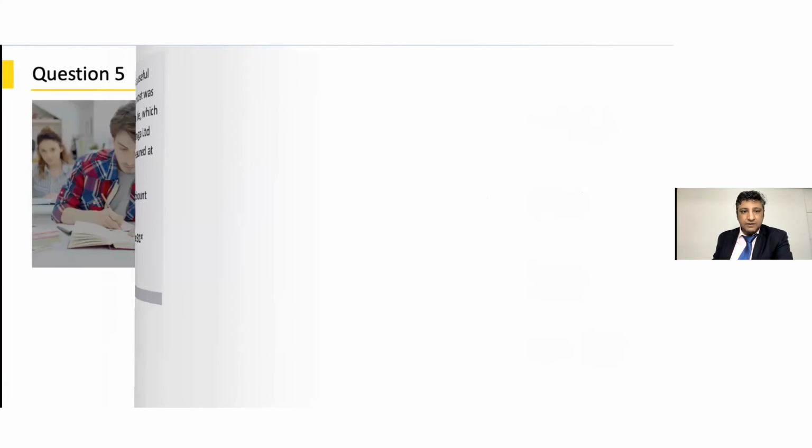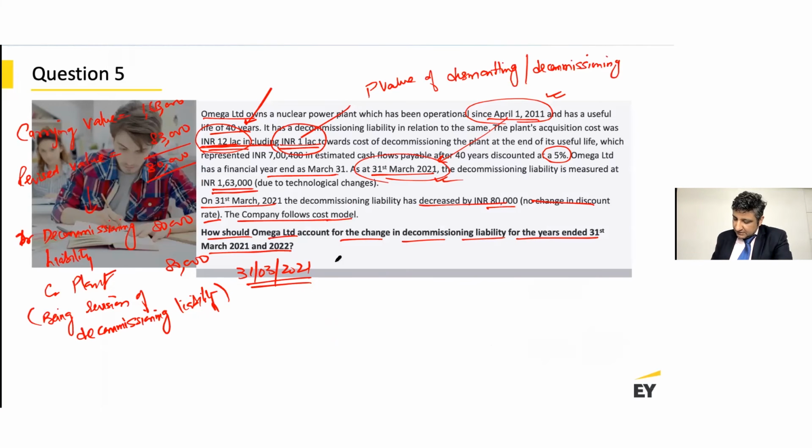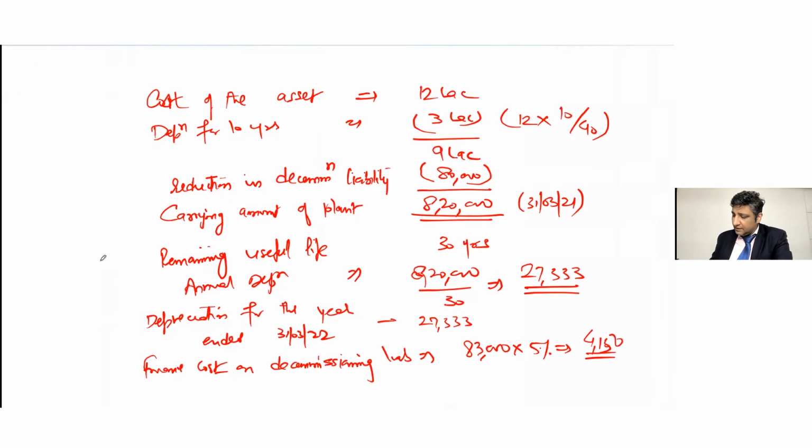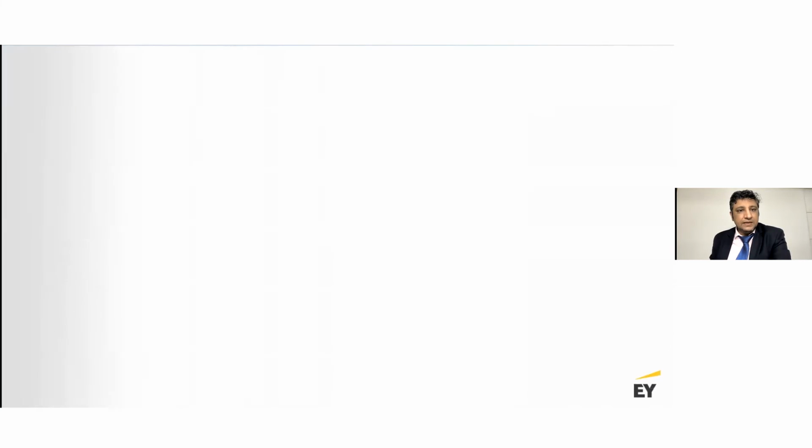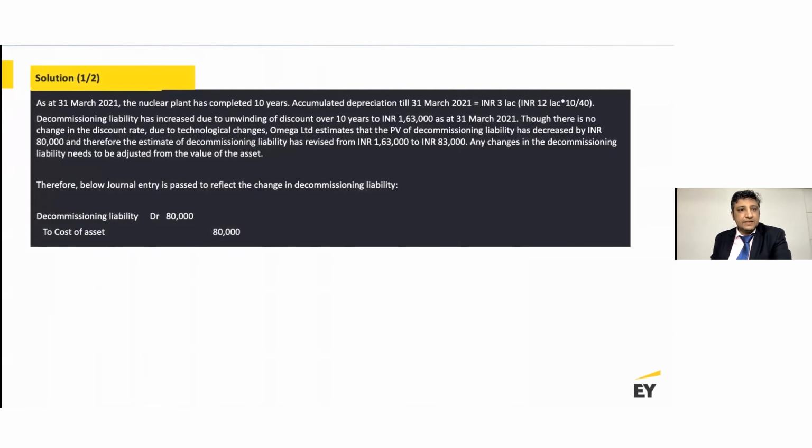Going back, we have this reduction in the value of the plant by 80,000, of course, with the reduction in the decommissioning liability to that extent. And of course, we also have the depreciation to be charged for the next year, as well as the finance cost to be charged for the year ended 31st of March 2022. Right? So let's have a look at the formal solution.